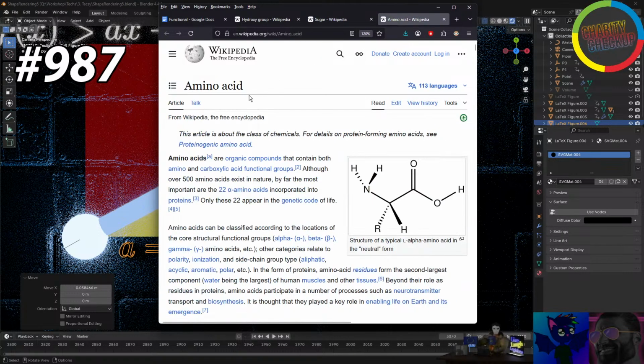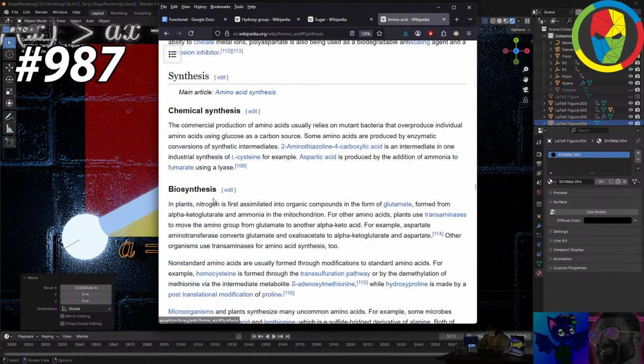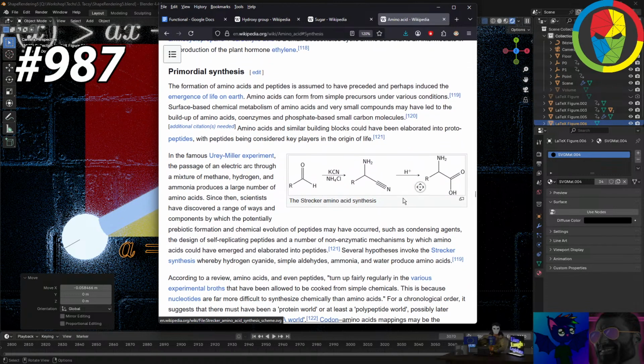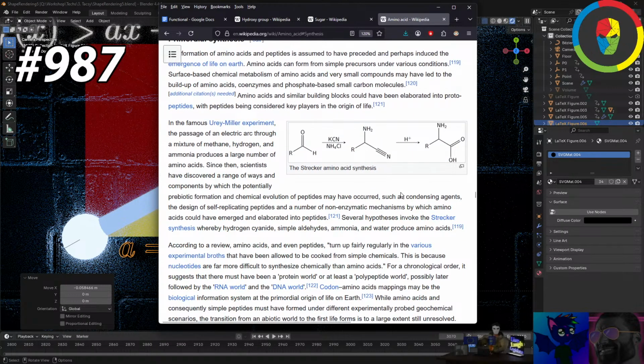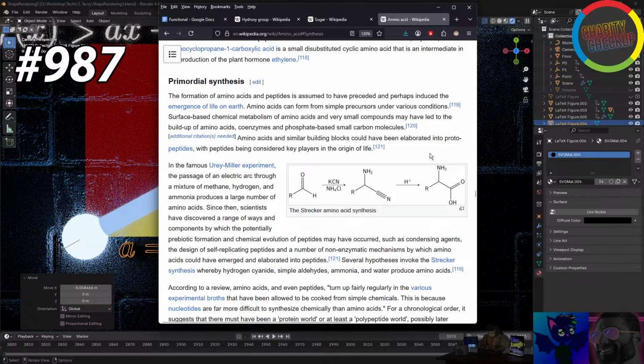Amino acids, I don't think that'll be easy. Yeah, the biosynthesis, unfortunately. Or actually, huh? Primordial synthesis. My goodness, what a name. Whoa! Formation of amino acids and peptides is assumed to have preceded and paralleled the emergence of life on Earth. Amino acids can be formed progressively under various conditions. Peptides are considered key players in the origin of life.